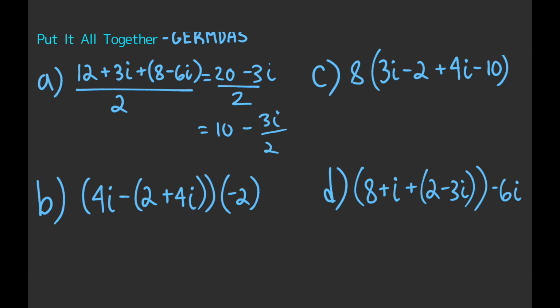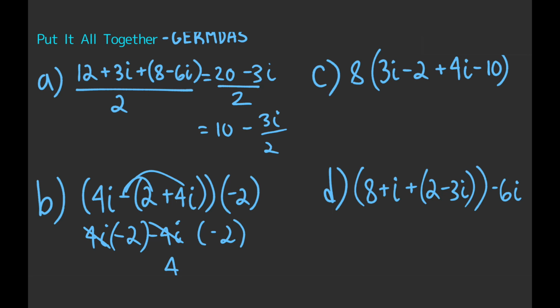On to example B, we're going to solve the leftmost parentheses first. We're going to distribute the negative and rewrite it, so we get 4i minus 2 minus 4i. The positive 4i and negative 4i cancel out, and we're left with this -2, which we're going to multiply by this -2, and our answer is 4.